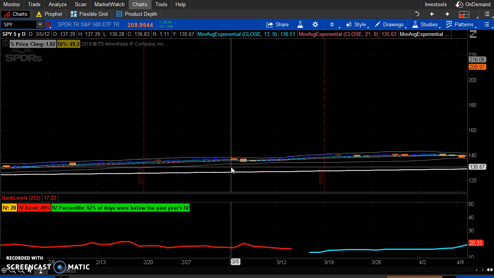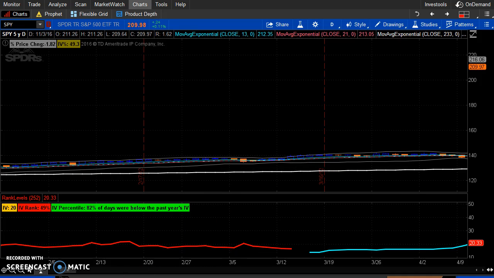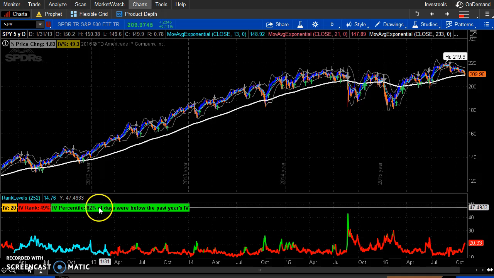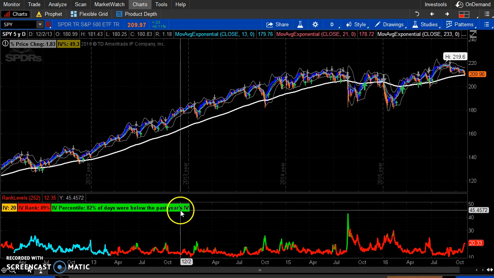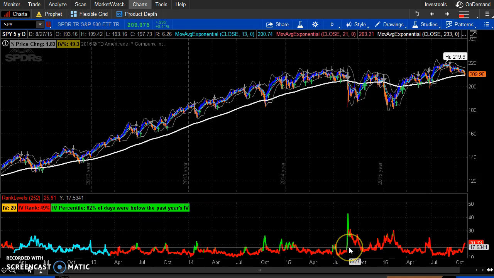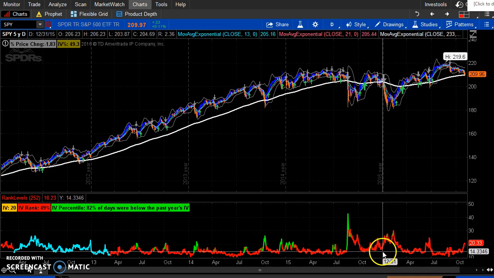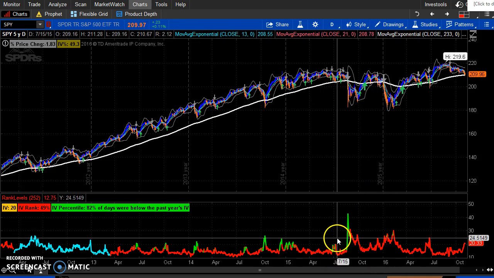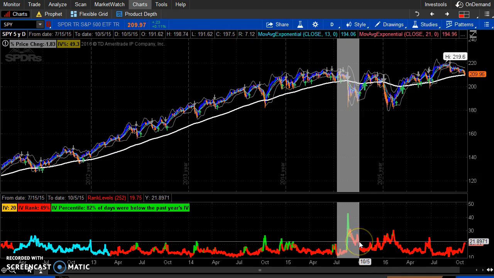on the SPY. All right, and I'll zoom out. Okay, so IV percentile rank, 82% of the days were below the past year's IV rank. So look, here's August, right? These are the two big moves. So let's zoom into the big moves so you can see black swan event type of things. I'm going to zoom in right here.